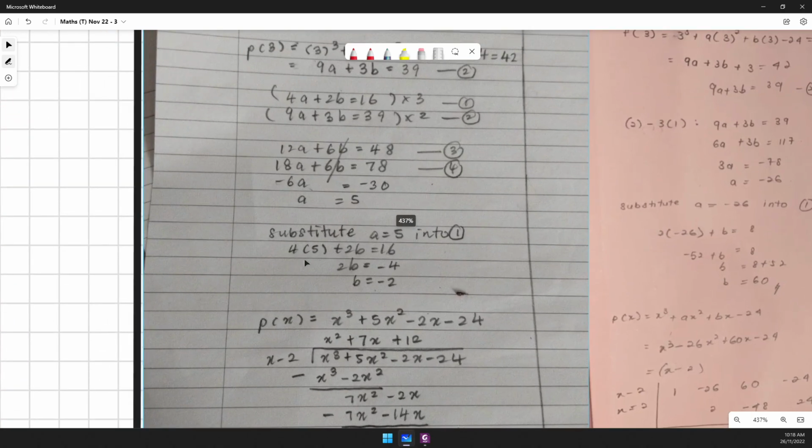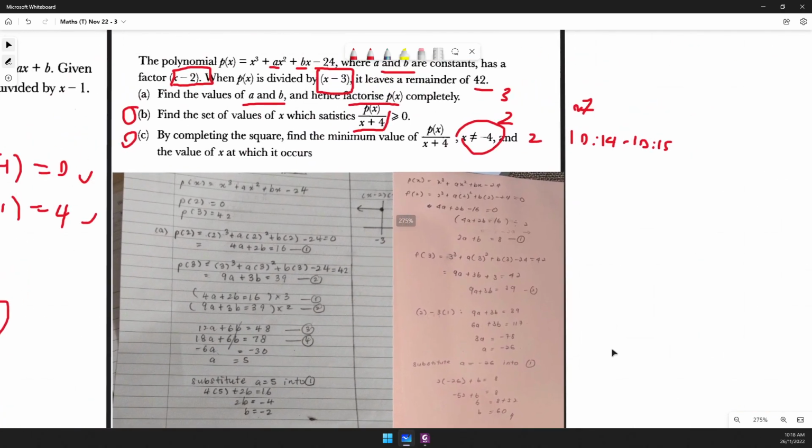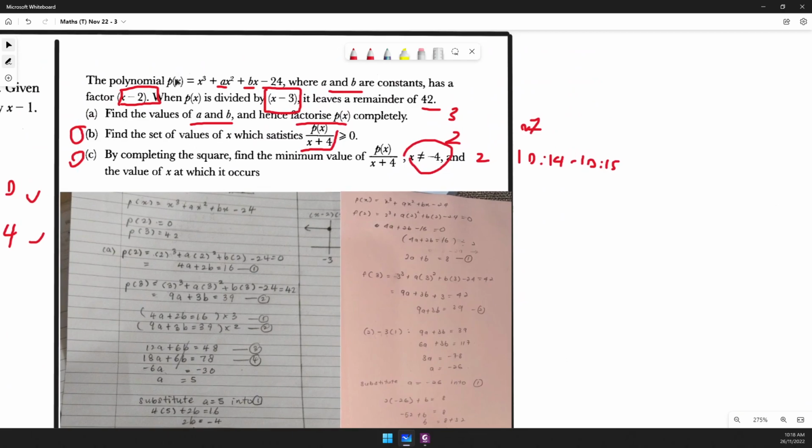Okay, so this is how we can go about it. They ask about the polynomial, with a and b, having factor x minus 2. So the moment they mention factor, you should have this in mind: P(2) equals 0. First thing you should write out. And when divided by x minus 3 it has a remainder, so the second one should be P(3) equals 42. These two are very important.